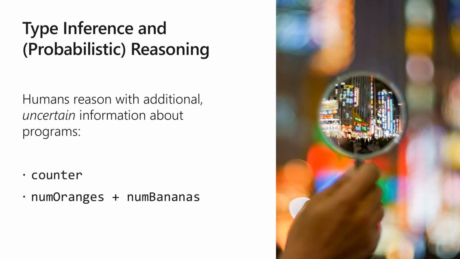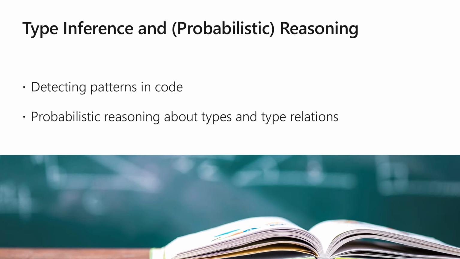When humans reason about a program, they use uncertain information about that program. So, for example, if they see a variable named counter, they realize that this is a non-negative integer without even seeing a type annotation. Or when they see num oranges to be added to num bananas, they realize that these two things are integers, but they are probably not compatible. So the goal of our research is to use machine learning to learn and detect patterns in the code that will allow us to probabilistically reason about types and type relations.